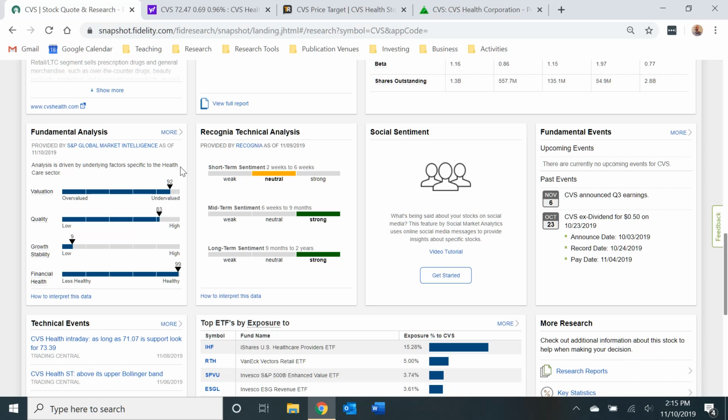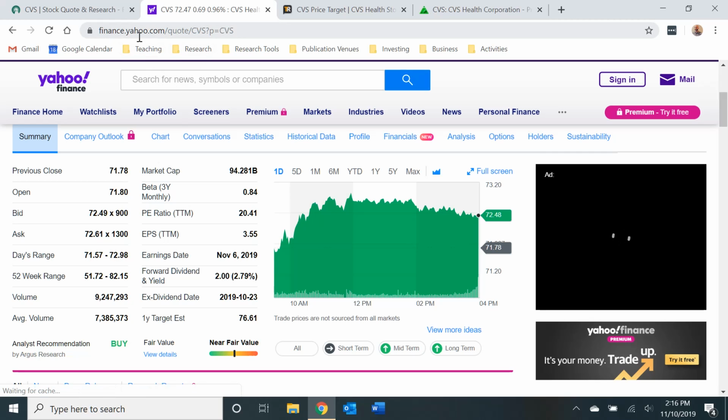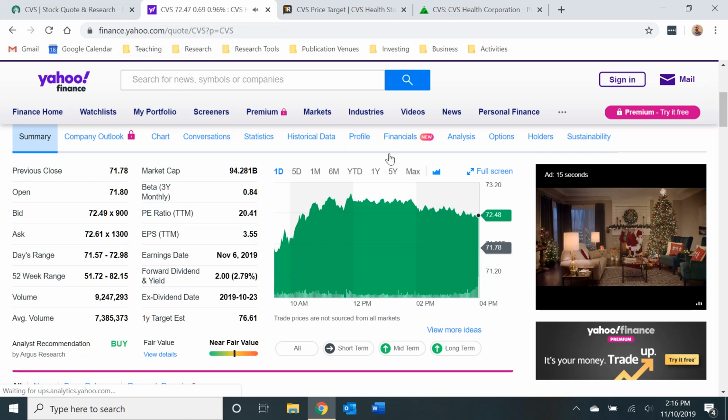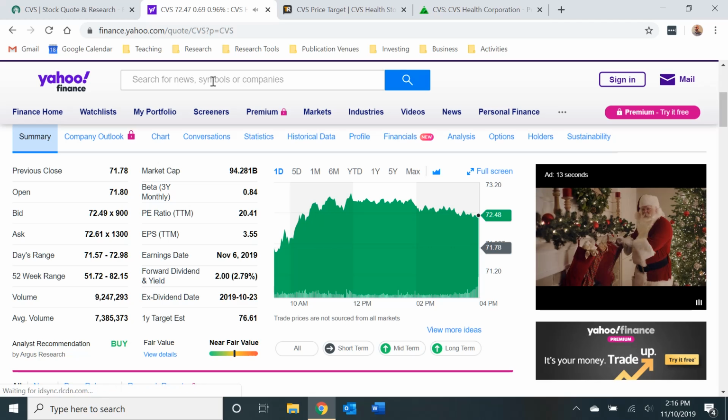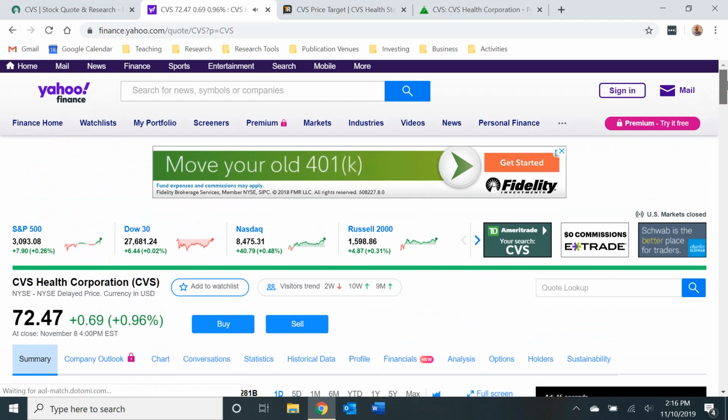Now, you got to be aware that this is just one analyst's opinion, and other analysts will evaluate the value of a stock differently. For example, Yahoo Finance tends to be very conservative with its valuations. So if we click over here to Yahoo Finance, finance.yahoo.com, you would type in their search box CVS, and that would pull up the page for CVS. Unfortunately, it's trying to show me an ad, which is very annoying.